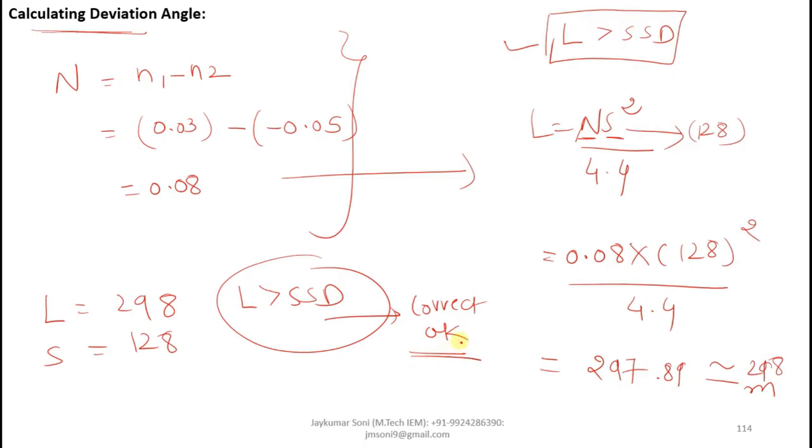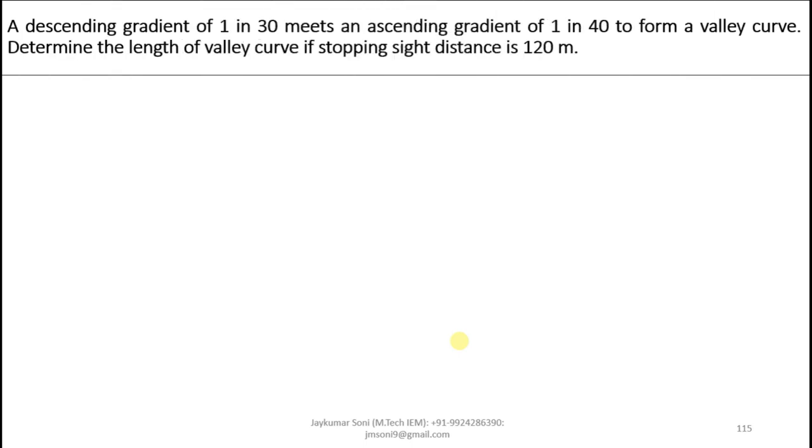So this was the first basic example based on summit curve. Now we will move towards another example. This is another example. The statement is a descending gradient of 1 in 30. Keep in mind, whenever a descending gradient is given, you need to consider it as a minus value. It meets an ascending gradient. Ascending means it is a plus value. So this is n1, this is n2, which is given.